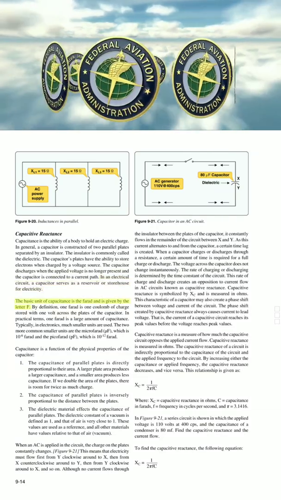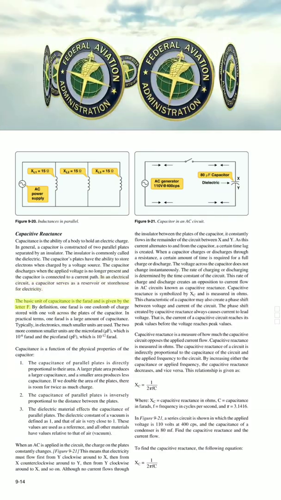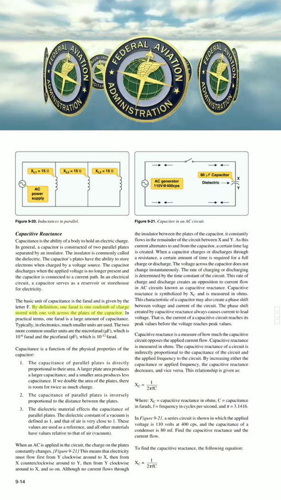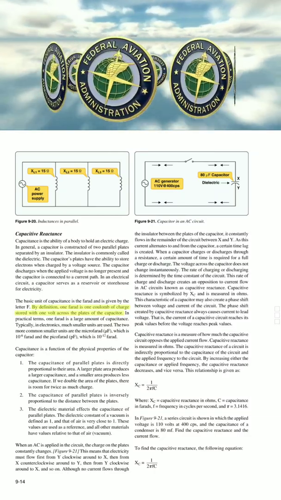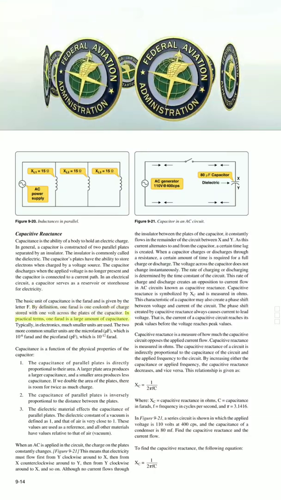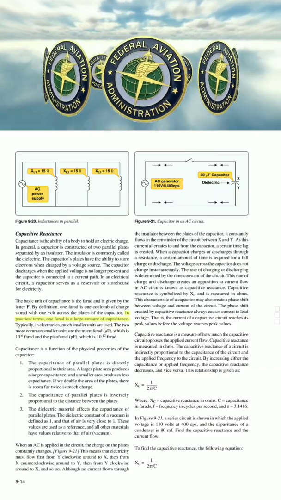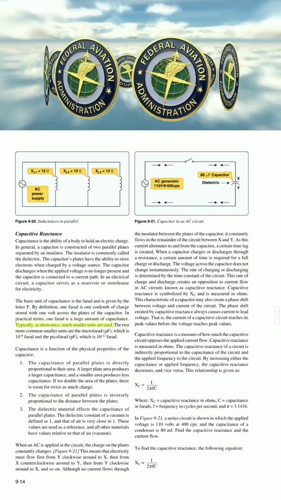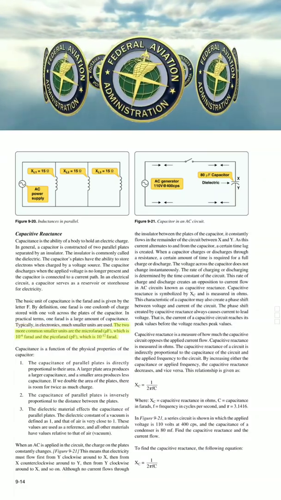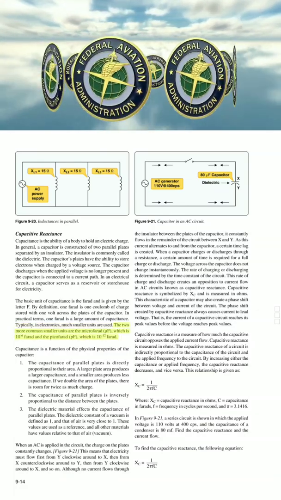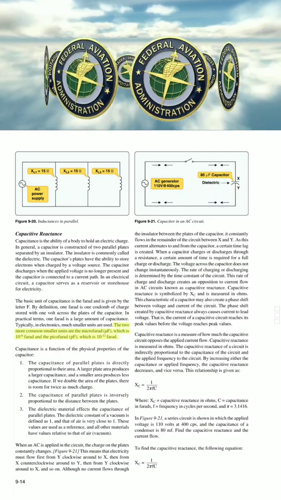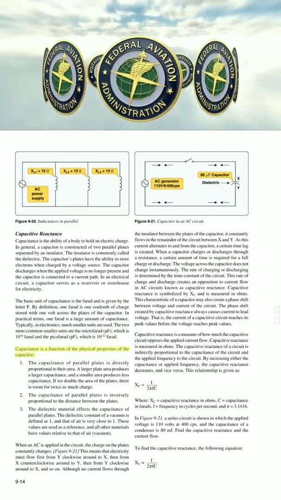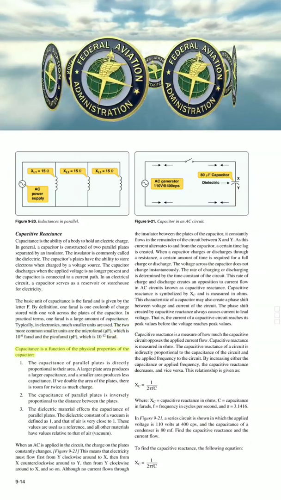The basic unit of capacitance is the farad and is given by the letter F. By definition, 1 farad is 1 coulomb of charge stored with 1 volt across the plates of the capacitor. In practical terms, 1 farad is a large amount of capacitance. Typically, in electronics, much smaller units are used. The two more common smaller units are the microfarad, μF, which is 10^-6 farad, and the picofarad, pF, which is 10^-12 farad. Capacitance is a function of the physical properties of the capacitor.